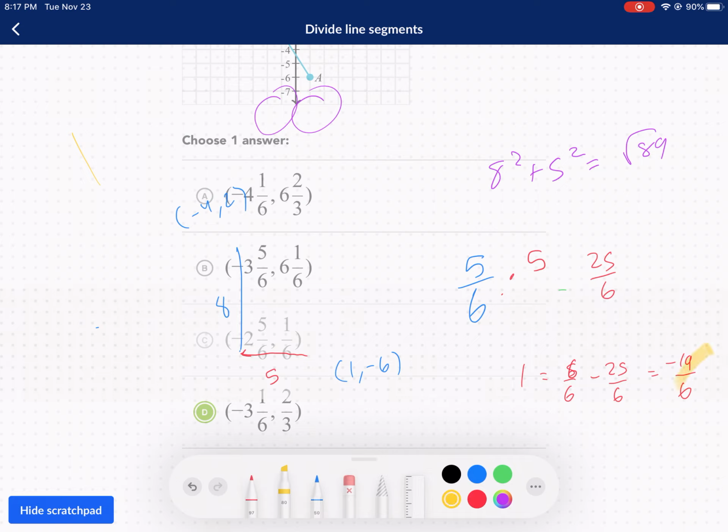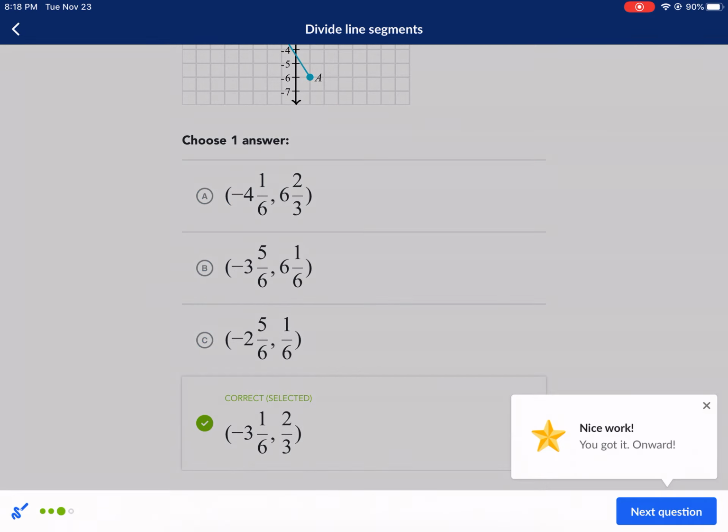How do I know that's -3 and 1/6? Because I know the nearest divisible number by 6 is -18, and that's 3. And then we have 1 left over, and there's our answer.